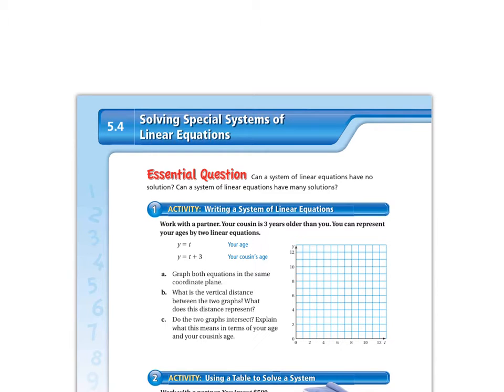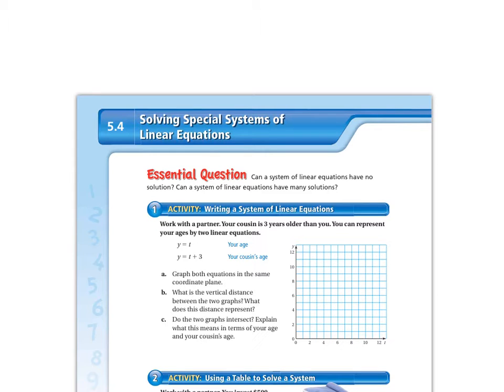All right, this is section 5.4, solving special systems of linear equations. And today is kind of going to be a little bit of review. We've talked about some systems of equations that have different answers. They don't really have a solution. So we're going to look at a few examples today.